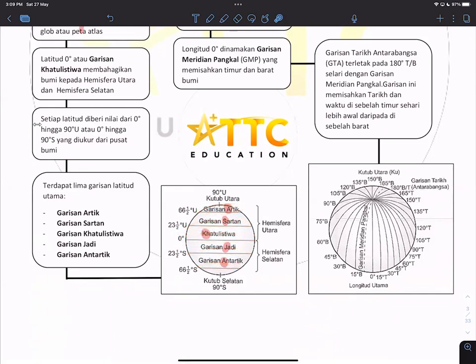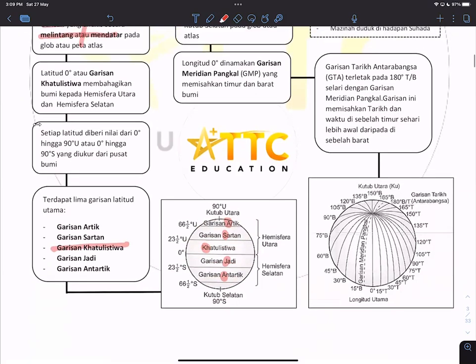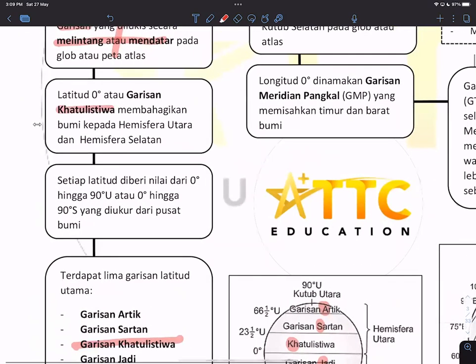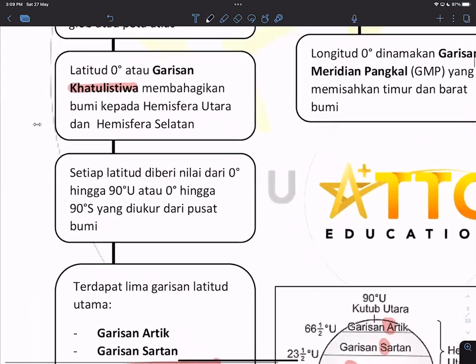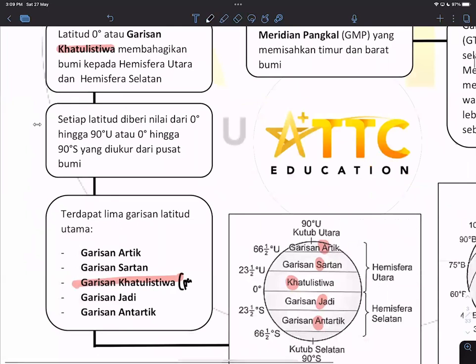So you guys better try to practice now. Khatulistiwa, the longest latitude line. Okay, so remember, Khatulistiwa is paling panjang. Please learn how to spell Khatulistiwa. So you guys can bracket this is paling panjang, longest. Panjang.